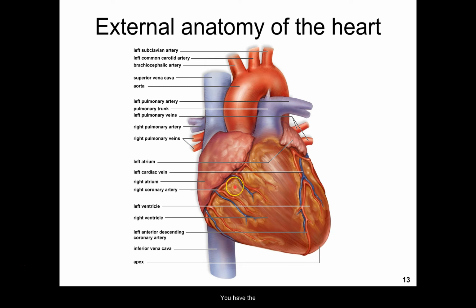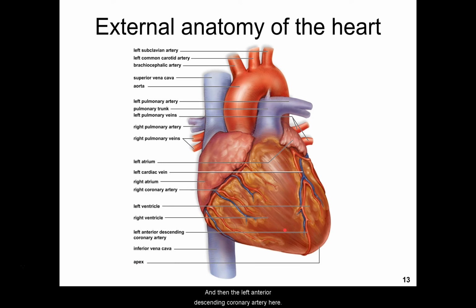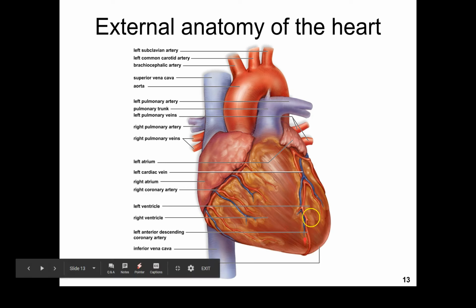You have the right coronary here, which is supplying blood to your cardiac tissue. This is what's supplying blood to your heart to keep it going. You have your left cardiac vein here, which is taking the deoxygenated blood that your heart is using away back up to the lungs. And then the left anterior descending coronary artery here.